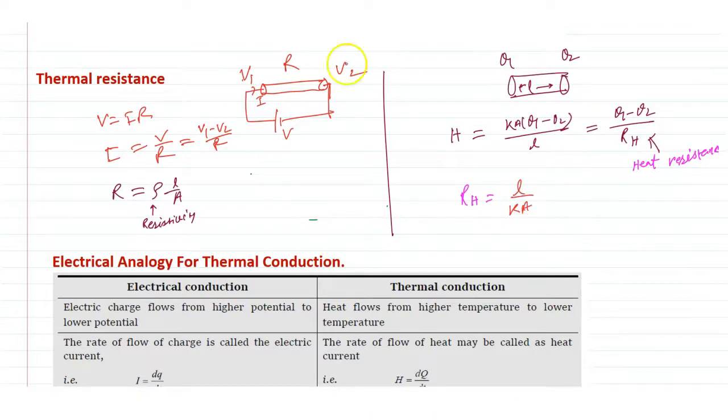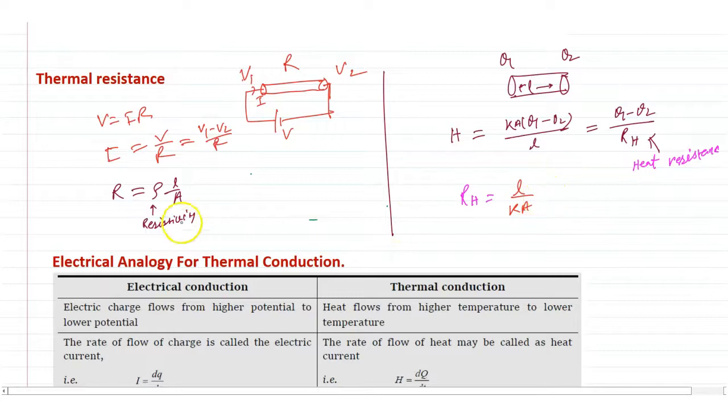L by K into A. Suppose you compare the rho L by A. Here you can say 1 by K into L by A, and K is called conductivity. Also it can be called electric conductivity for electricity.